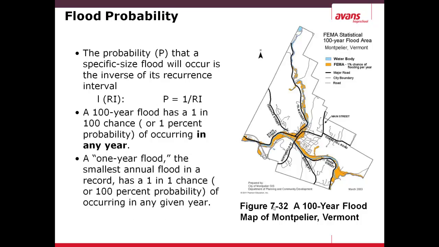Flood probability is the inverse of the recurrence interval. So that means if a flood happens in 100 years one time, it has only a 1% probability of occurring in any year. So if you build a bridge which is at the 100-year flood level, there is a 99% chance that the river will not reach that bridge or highway in any given year. The 1-year flood is the inverse. The chance of that happening in a year is 100%.